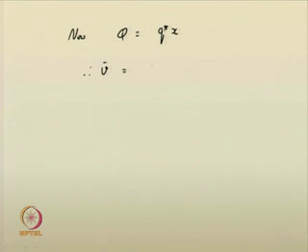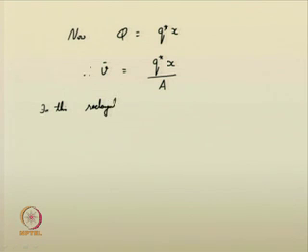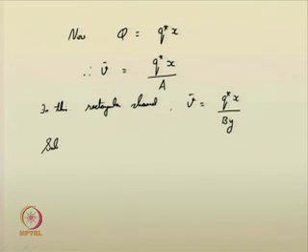Therefore, your average velocity becomes q star into x divided by area. For this rectangular channel, V bar is nothing but q star x by b y. So, what do you get from this? Substitute these quantities in the dynamic equation.